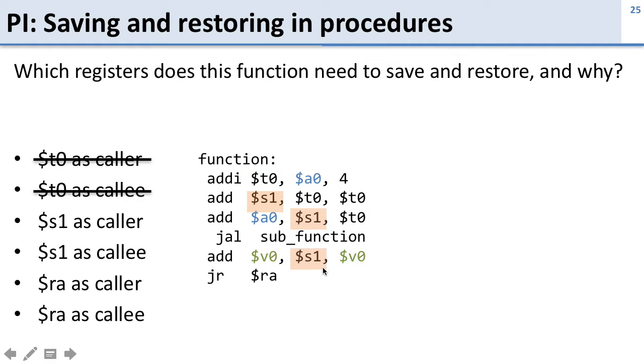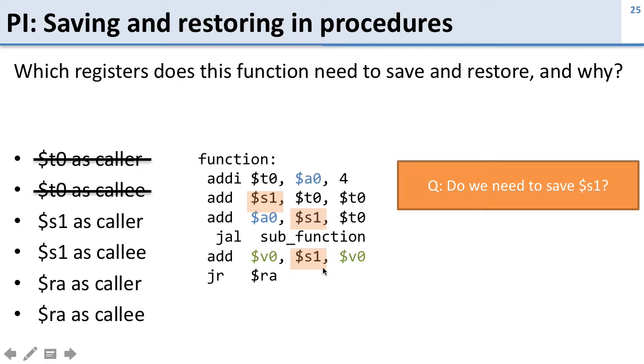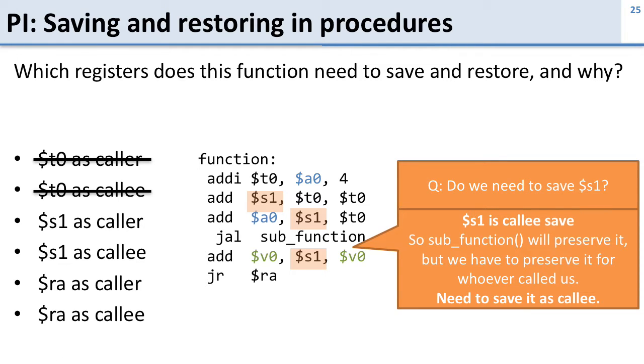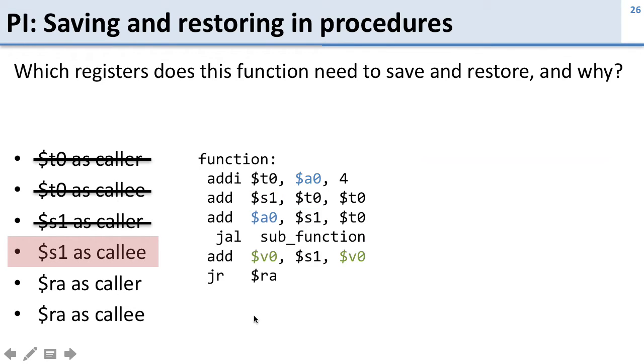How about S1? So do we need to save S1? S1 is callee saved. So what that means is that if subfunction here changes it, subfunction will save it. So we don't care about what subfunction does because it's callee saved, but if we change the value of S1, whatever function up here called us might need it. So we do need to save this, and we need to save it because we're the callee of another function. So we do need to save S1 as a callee.